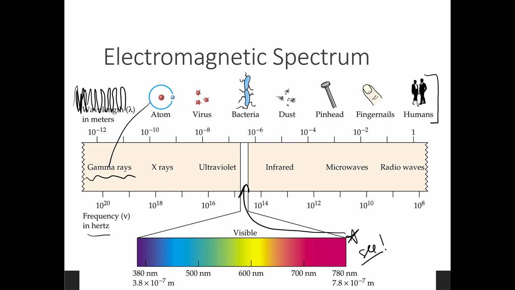So just a big overview here of the electromagnetic spectrum. Like I said, we've already talked a little bit about gamma and X-rays. We're going to focus this unit mostly on visible, sometimes UV, and infrared light.